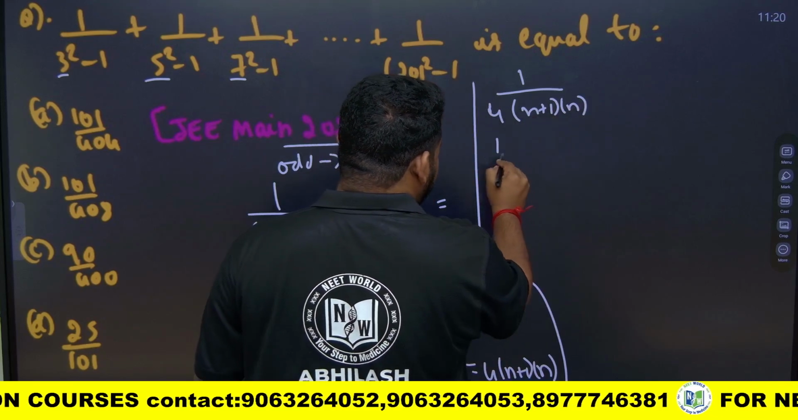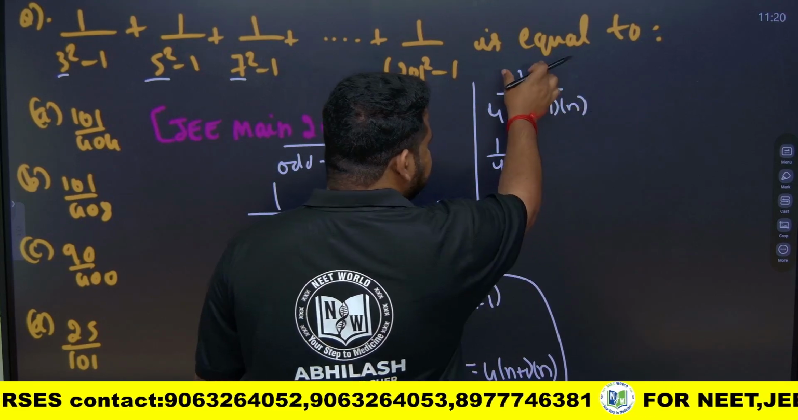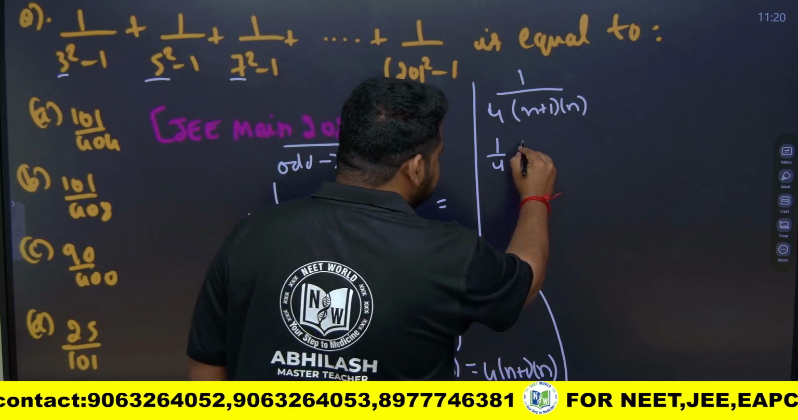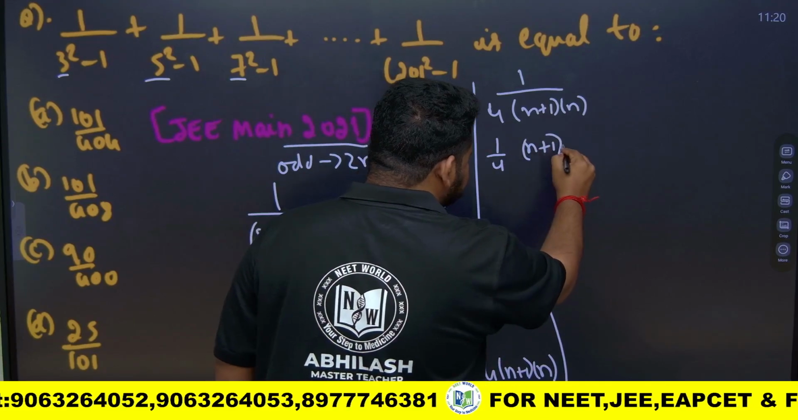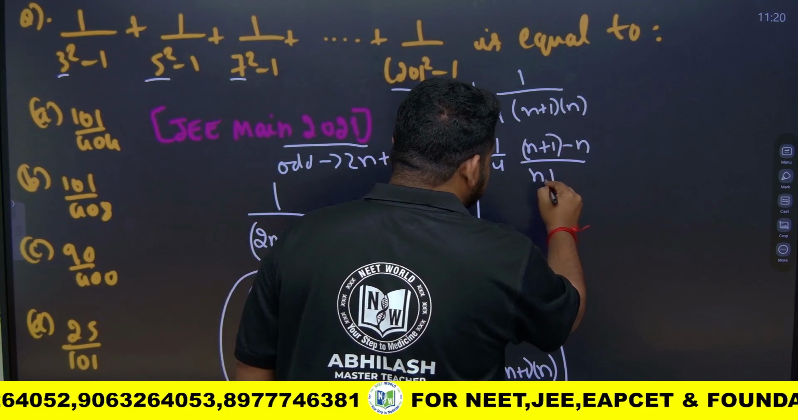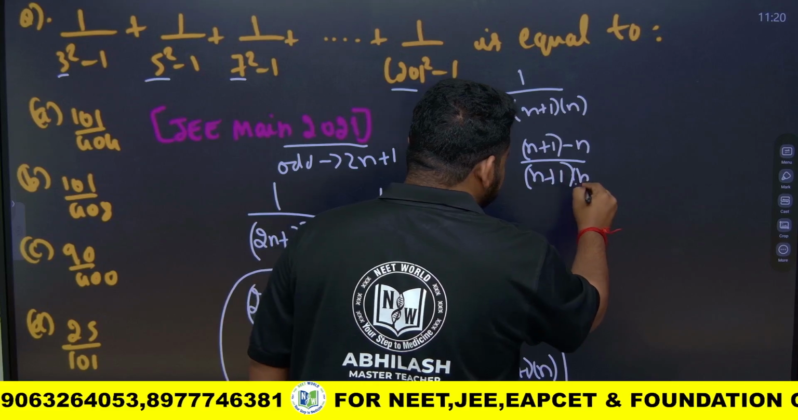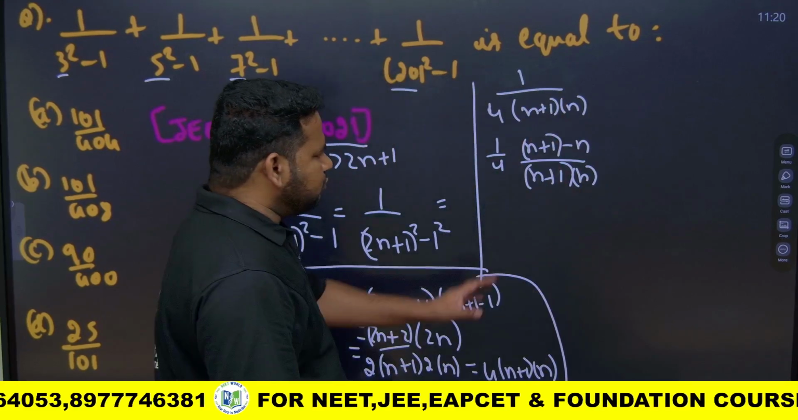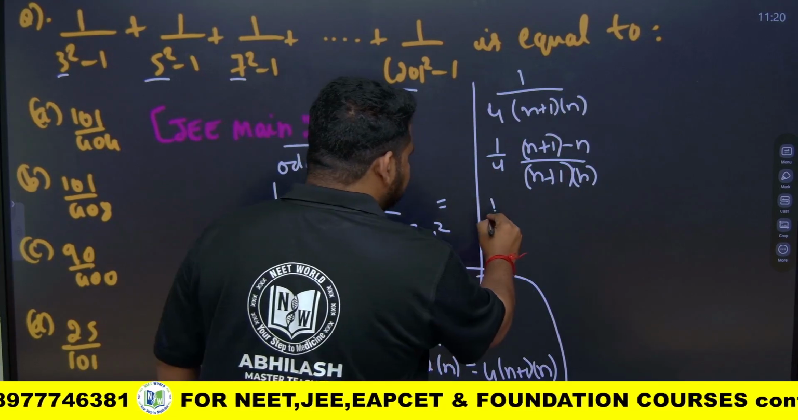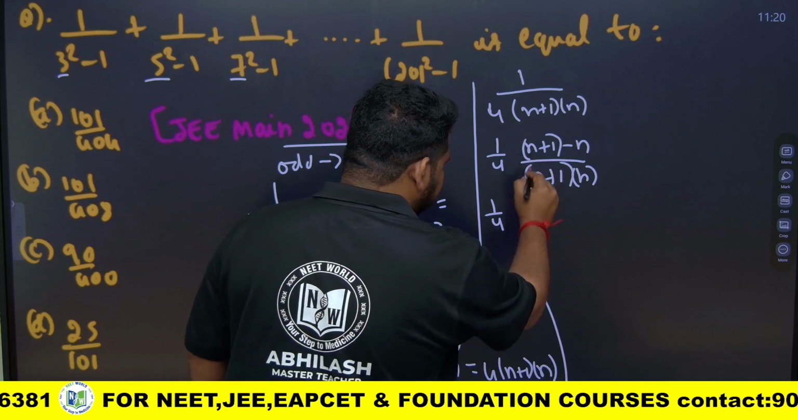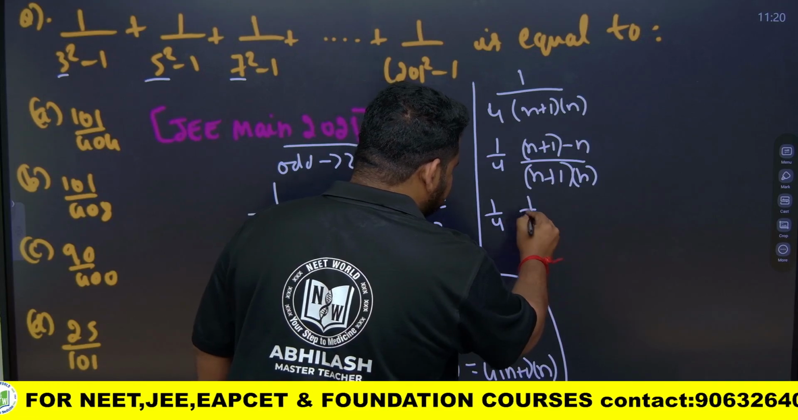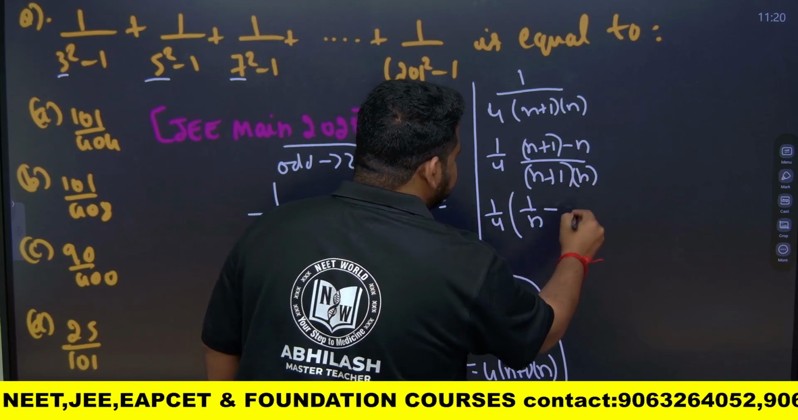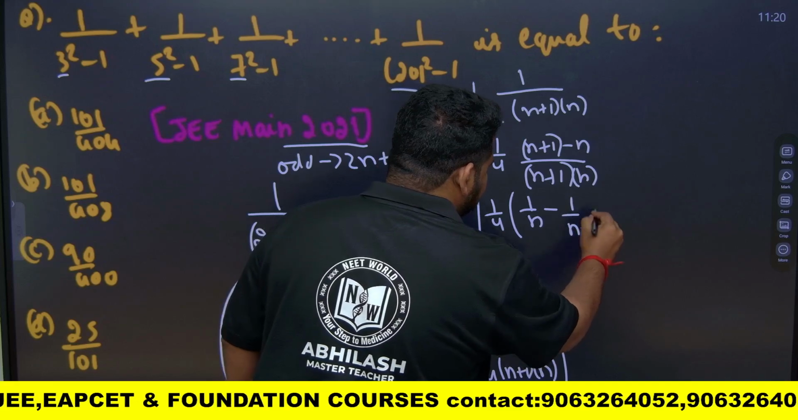So this will become 1 by 4 into, this numerator 1, I can write it as n plus 1 minus n by n plus 1 into n, because in the numerator I have 1. Now if I separate and divide it, what will I get? 1 by 4 into, n plus 1 cancels, I will get 1 by n, minus, n cancels, this will be 1 by n plus 1. Okay, this is what I get.